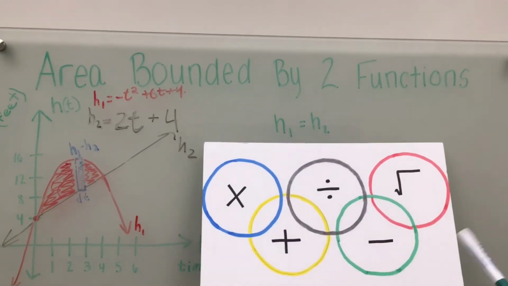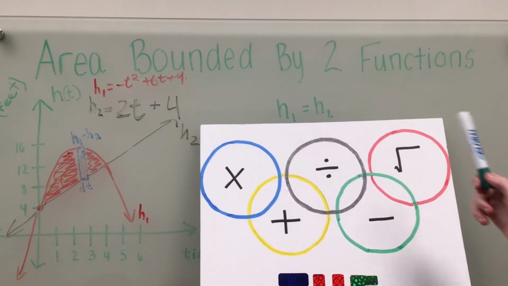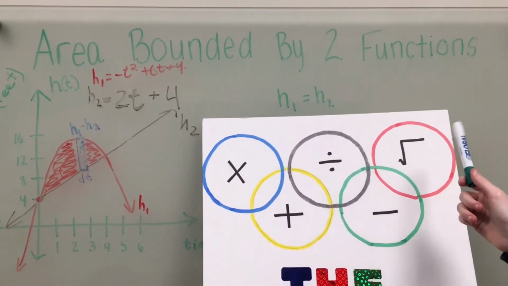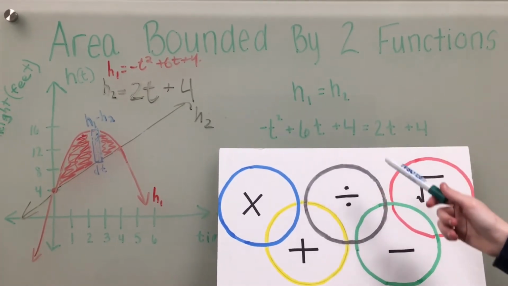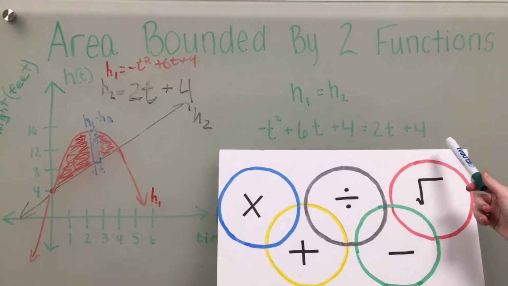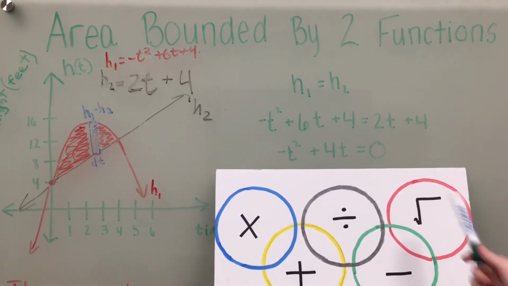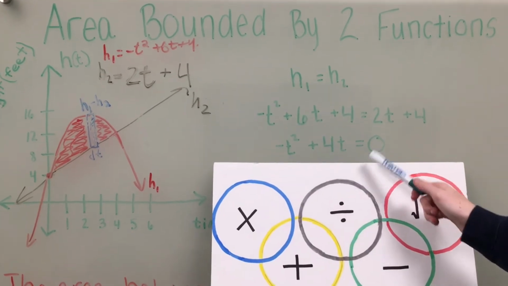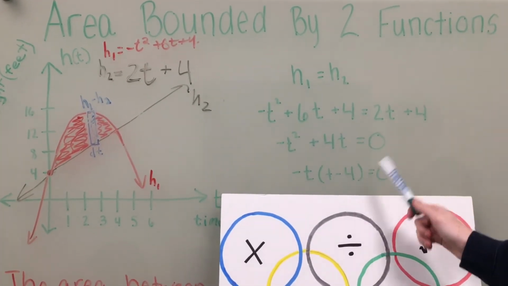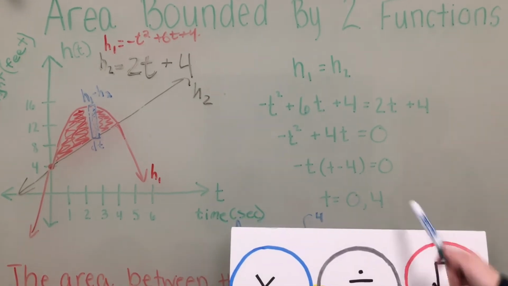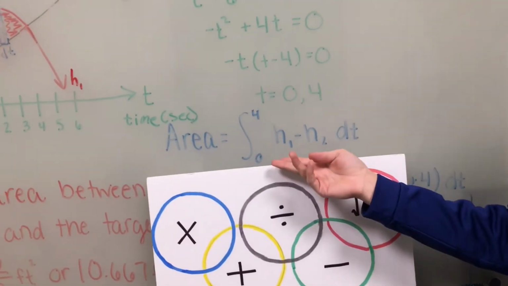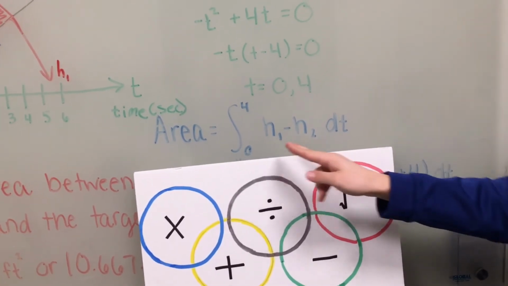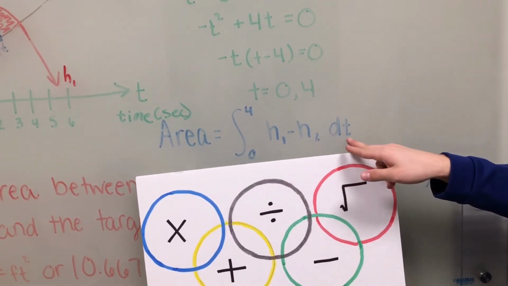In order to find the upper and lower limits of the integral, we have to set them equal to each other. h1 is equal to h2 to find the intersecting points. So negative t squared plus 6t plus 4 is equal to 2t plus 4. Set them to one side so they're equal to 0 to find the intersecting points. And the intersecting points are 0 and 4. So to find the area between the two functions, we need to take the definite integral of the top function minus the bottom function, dt.